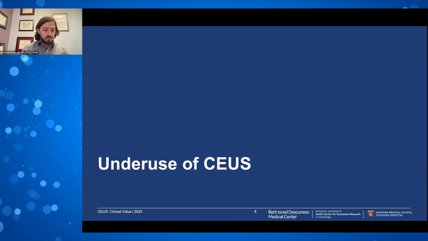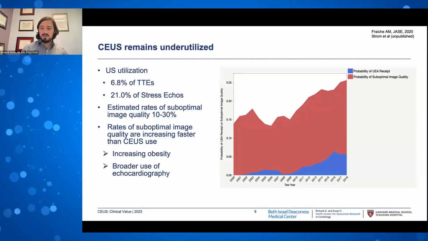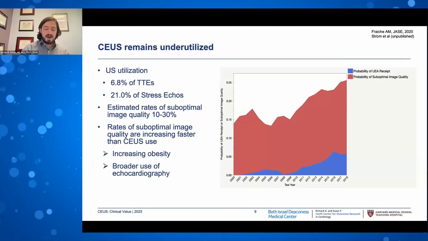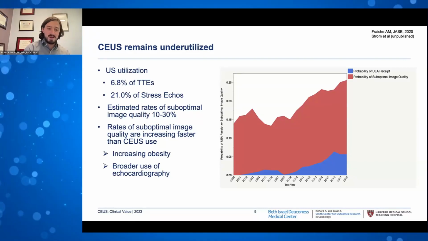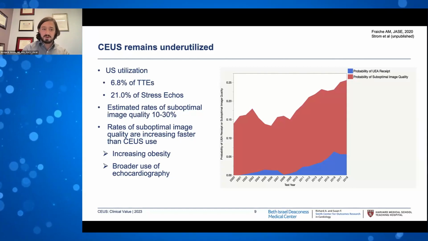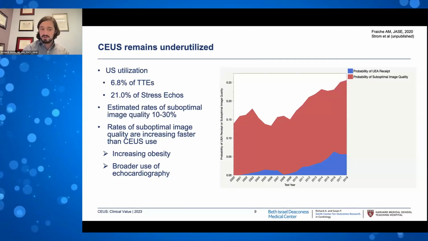I'll go over some of the reasons why, but I wanted to start by talking about how it's underused within the United States. In general, and I'll show you some data supporting this, we believe that contrast is used in about 6.8% of all transthoracic echoes and about 21% of all stress echocardiograms, using national data that encompass about 90% of the US population.